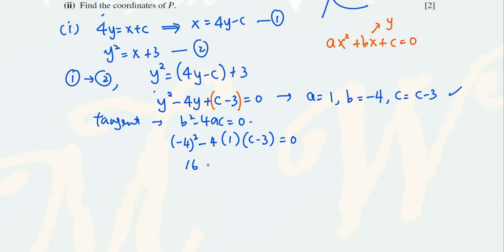So do expansion: 16 minus 4c plus 12. Then move your 4c to the left side. So 16 plus 8 plus 12 is basically 28. Therefore your c is 28 divided by 4, that is 7.